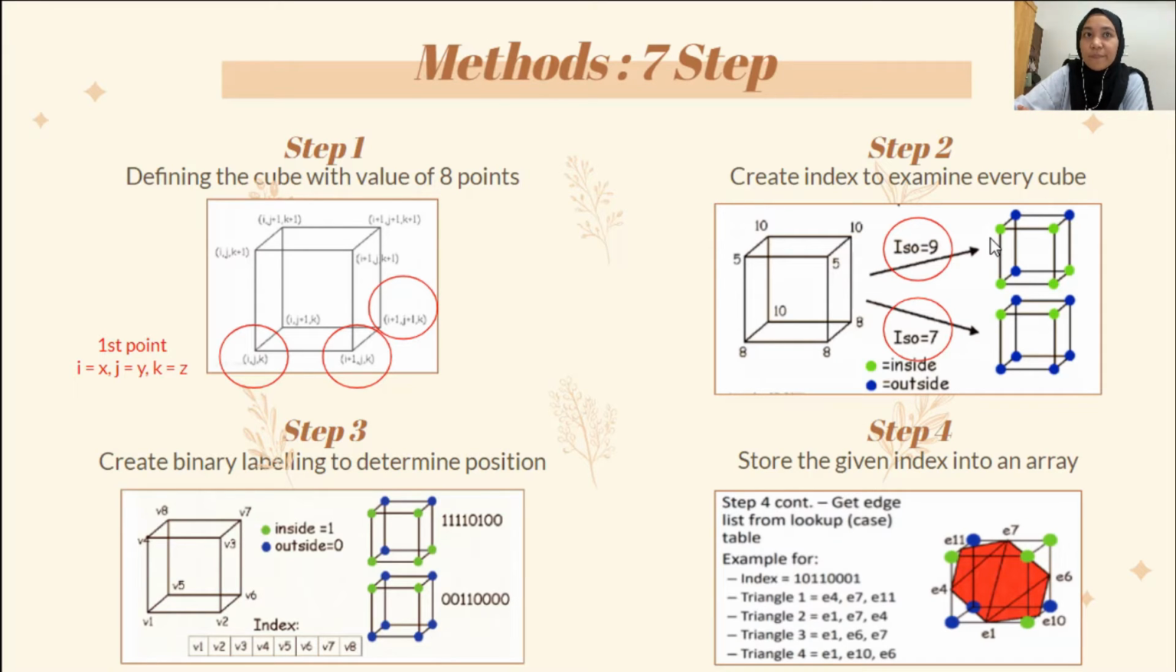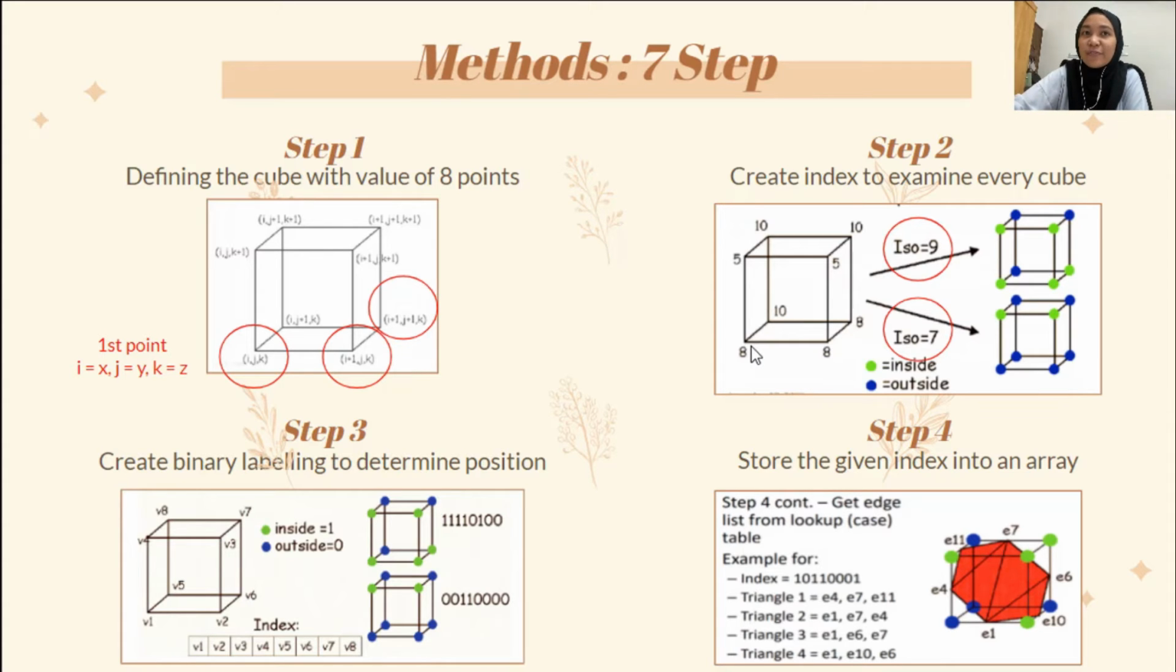Step 4 is to store the given index in an array. From the given index, we have to generate 256 cases into the array. However, it is impossible to store all of it as it will consume a lot of computing power. So based on the symmetry, only 15 cases can be used. So we need to retrieve a particular index to generate a surface plane using the reduction technique.